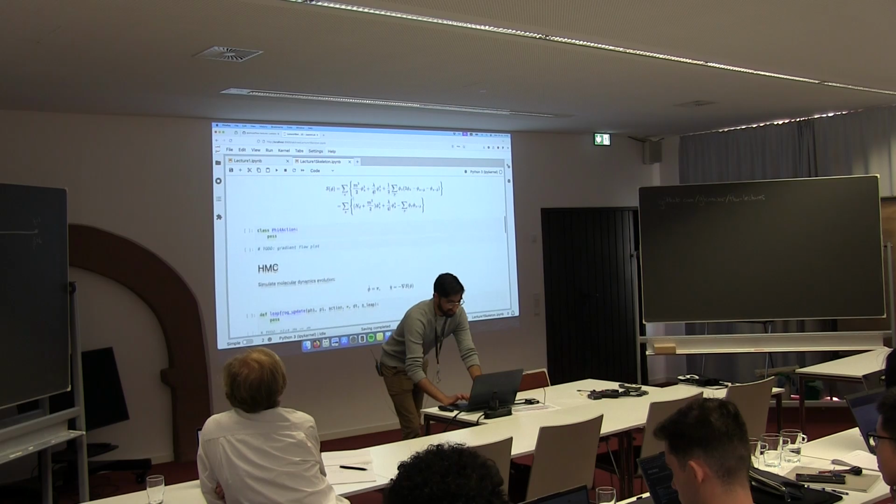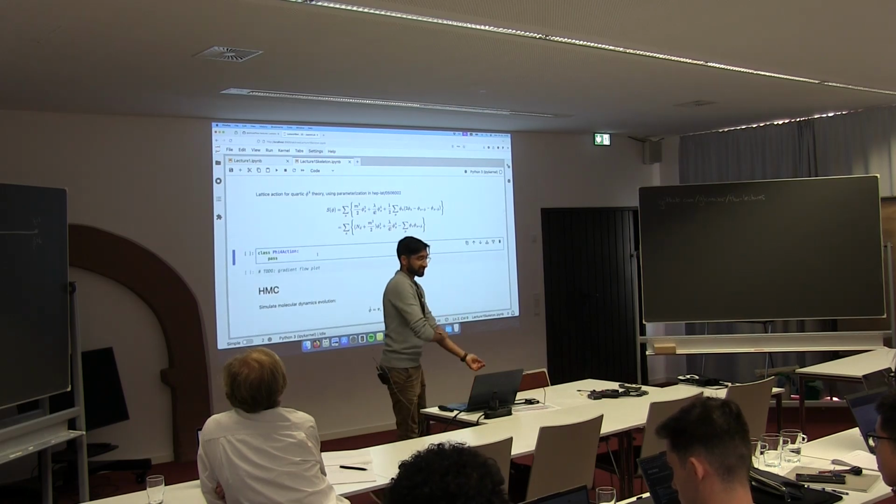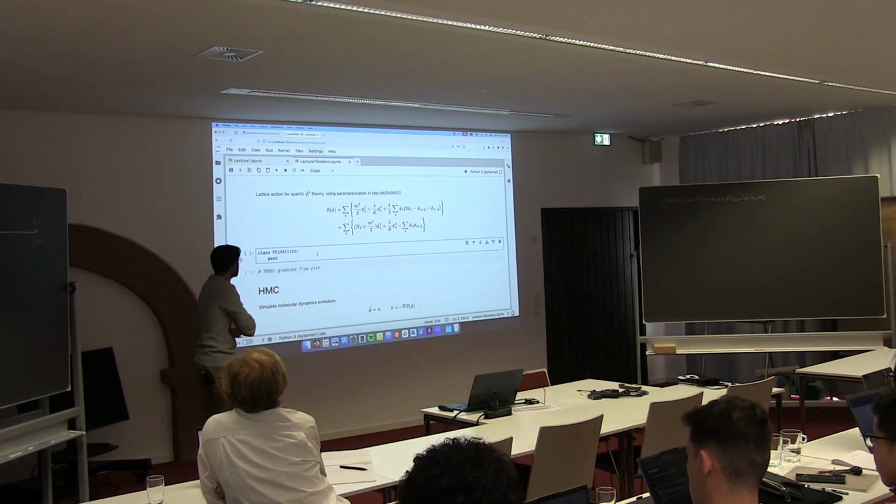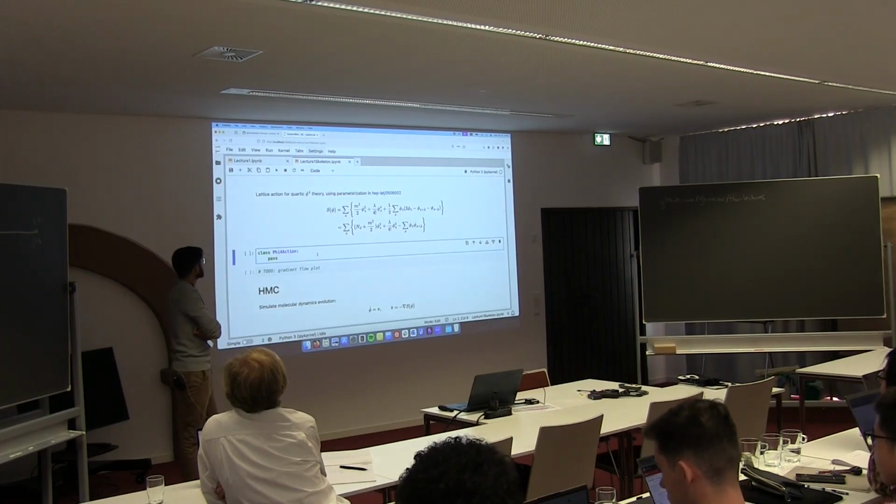Okay, so this is just a little bit of getting familiar with PyTorch. Now comes the interesting bits. So what I've done is I've just pulled the action.